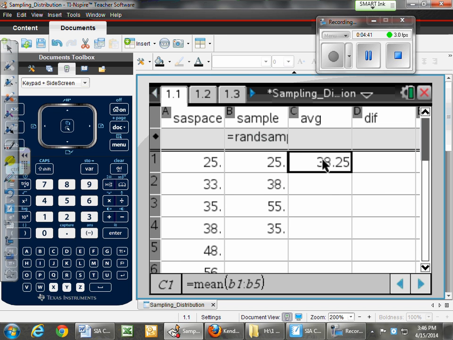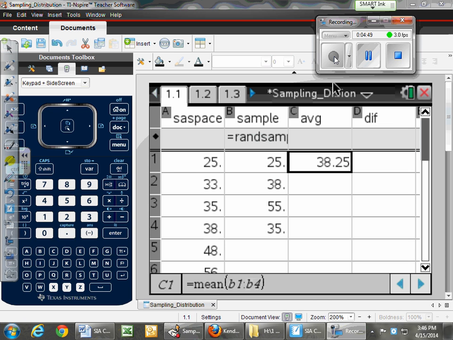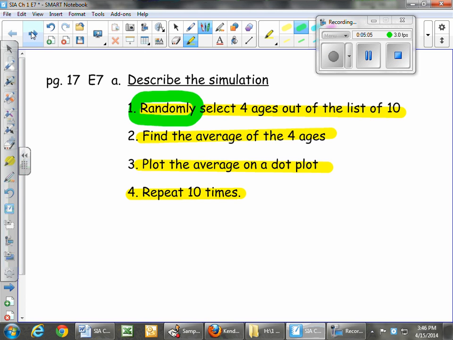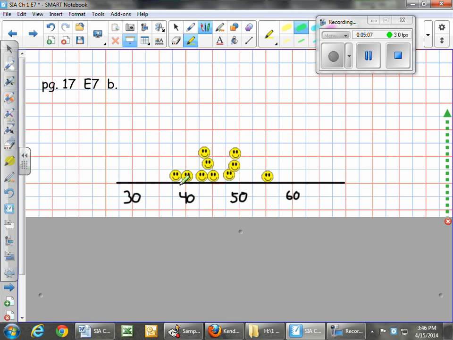Then over here, I had this thing find the mean of those ages. There, I see that I had a typo on it. So I had a mean of the ages. So my first 4 samples are in column B, and my mean or my average of those 4 ages is here in column C. So what I do, I take that 38.25, I come over here to a dot plot, and I put a dot over here at 38.25.